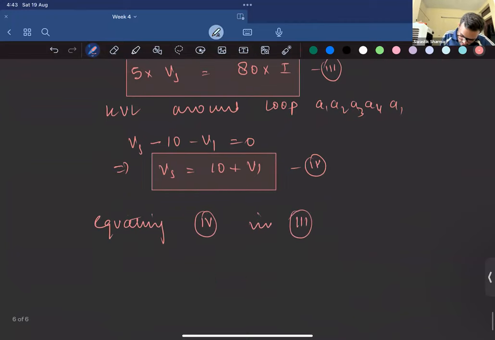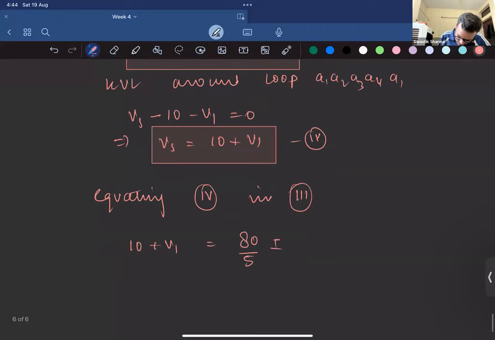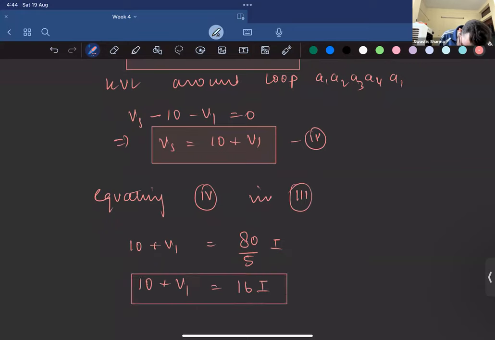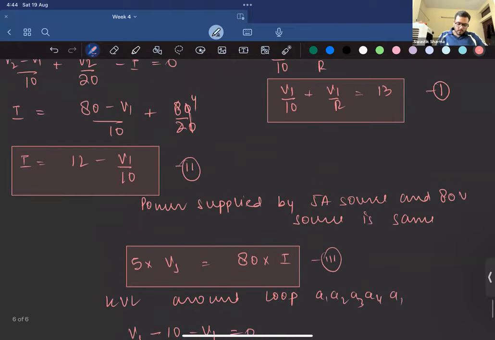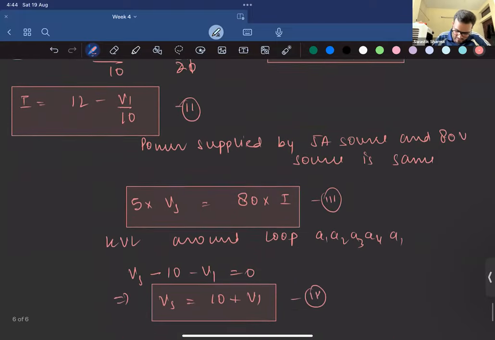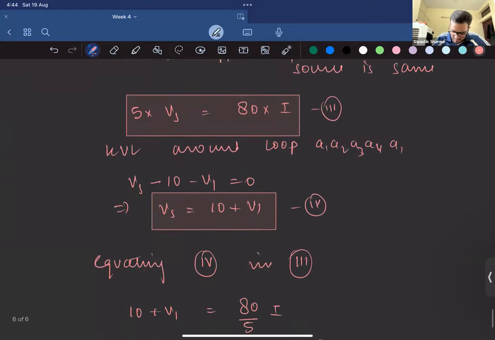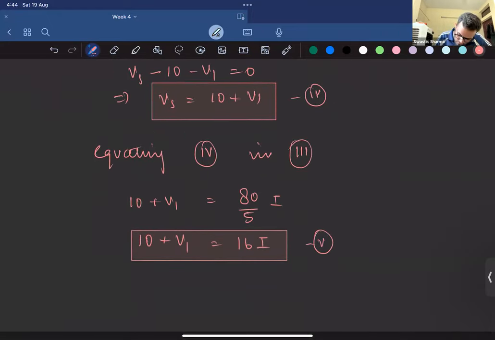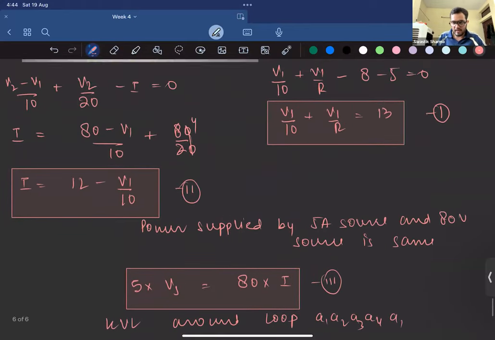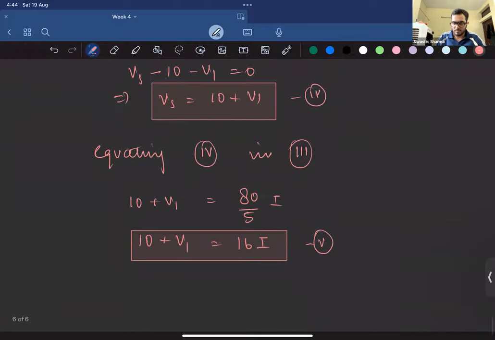We get, with the 5 over there, Vs is nothing but 10 plus V1, and 80 by 5 times I. What is 80 by 5? Can anyone tell me? I guess it's 16, right? Okay, now we have 3 equations and 3 unknowns, right? We have equations 1, 2, and 5, and the unknowns are V1, R, and I. So 3 equations, 3 variables, the answer could be found out, right?